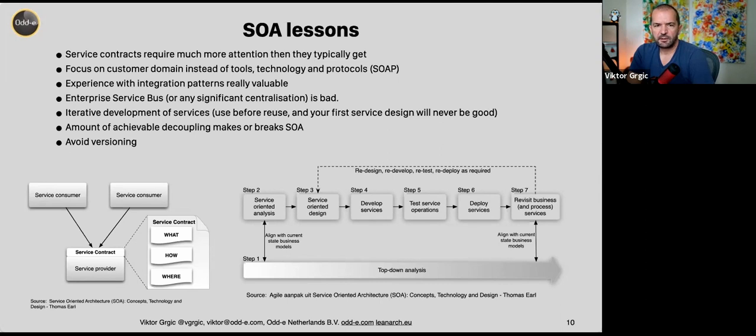And so understanding the integration patterns helps a lot in realizing that some ideas are not a good idea, and knowing when to apply which one. And now, enterprise service bus, bad idea, just always has been. And iterative development of services is also really important.